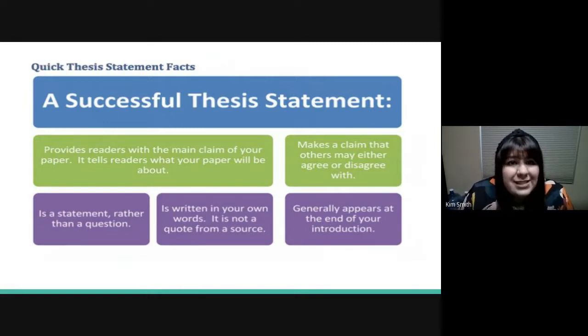It is always a statement, not a question. So you are arguing your point. It's also always written in your own words. You cannot use a quote from another source. It is your opinion, and you're stating your opinion and providing facts to support that opinion. And again, appears at the end of your introduction. So just keep that in mind.